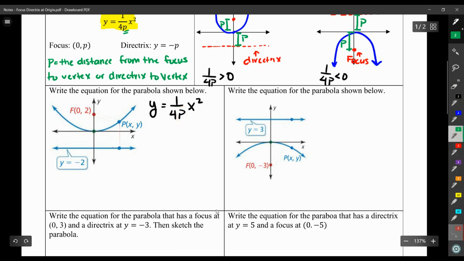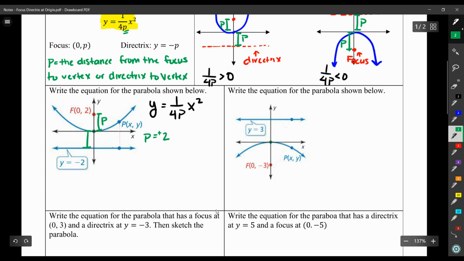Well, the value of p is the distance from the focus to the vertex or from the vertex to the directrix, and they should be the same. So if the focus is at (0, 2), that means from the vertex to the focus is 2 units. If I look at the directrix, this is y equals negative 2, and so the distance is 2 as well. So my p-value is equal to 2.